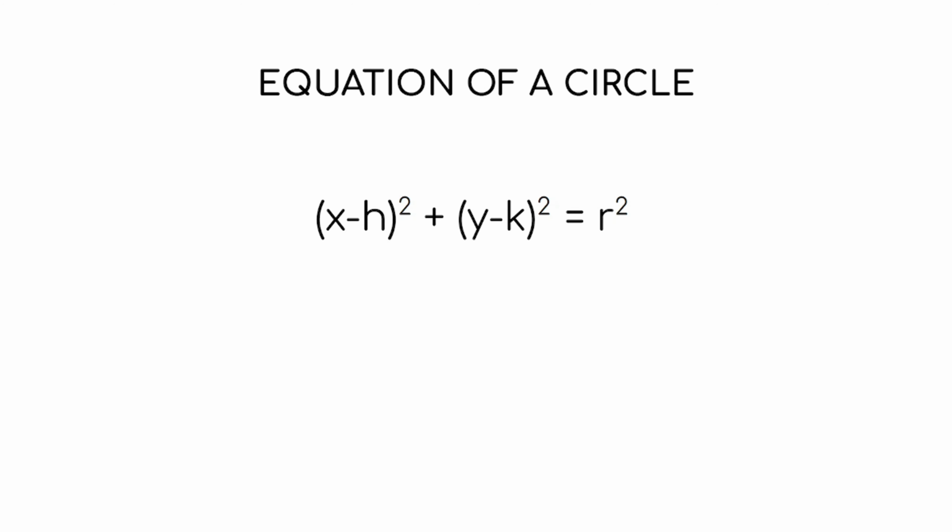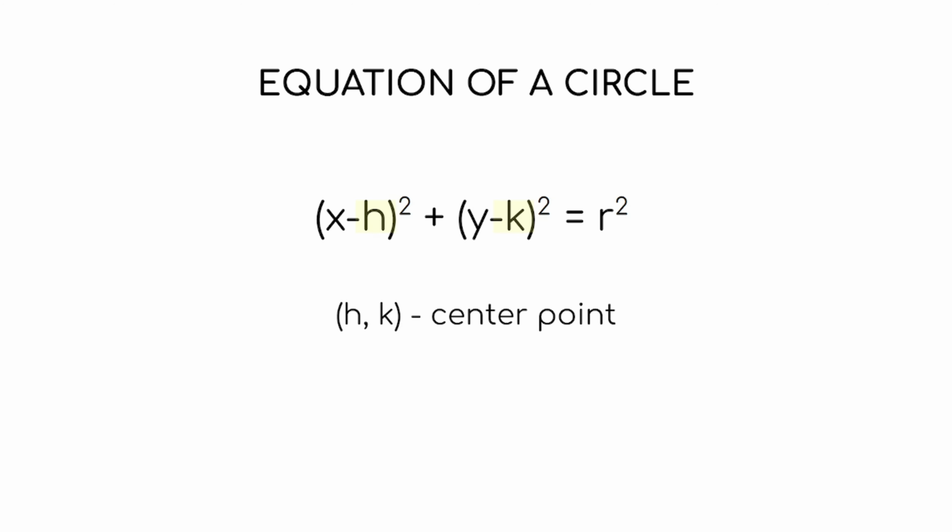Then we have the equation of a circle, which is going to be (x minus h) squared plus (y minus k) squared is equal to r squared. And there's two things you can get from this equation. The first one is that (h, k) is going to be your center point.